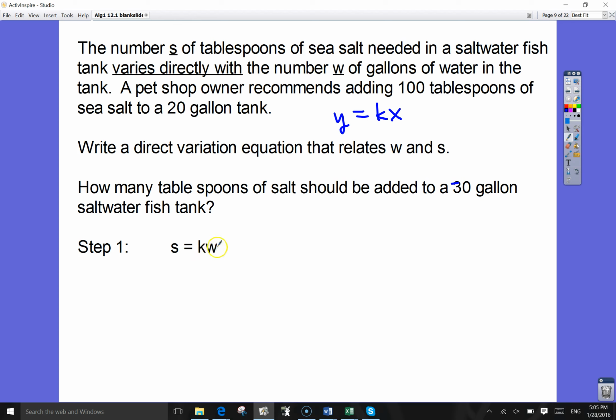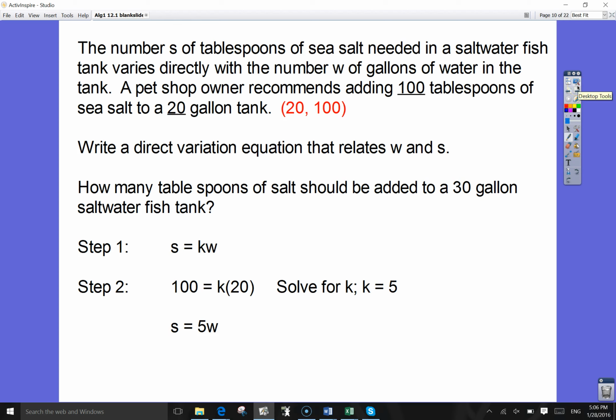Let's write down the most general form of a direct variation, s equals k times w, where s and w are variables, k is a constant. Okay, so that's the first step. Second step, they have to tell you a data point, meaning values of the variables that go together in one point, so that you can substitute for the variables and solve for the k.